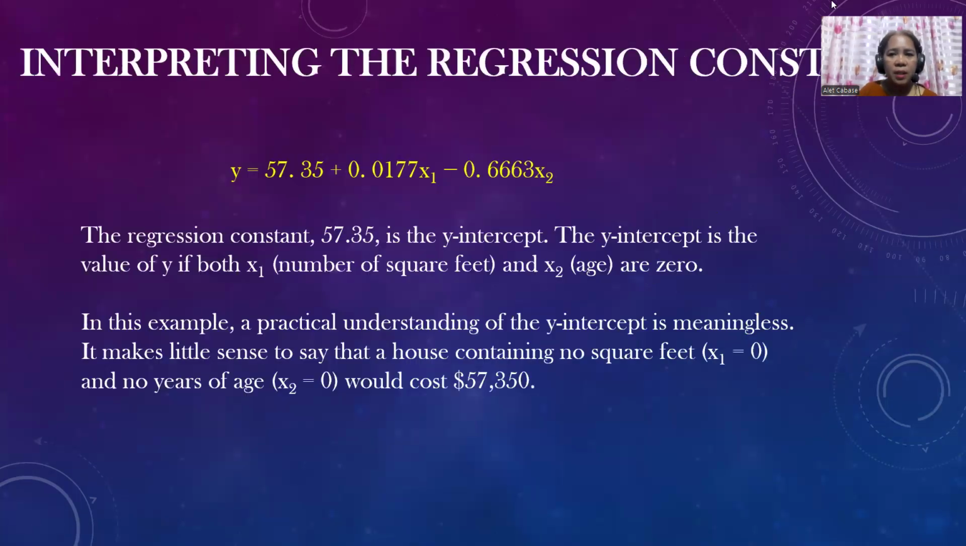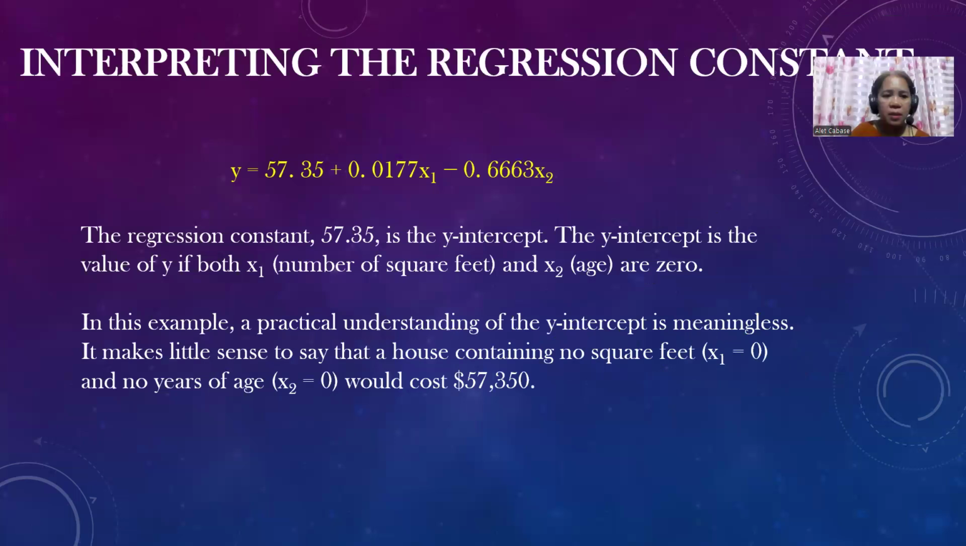Okay, so interpreting the regression constant. The regression constant, that is 57.35, is the y-intercept. The y-intercept is the value of y if both x1, number of square feet, and x2, the age of the house, are 0. So in this example, a practical understanding of a y-intercept is meaningless. It makes little sense to say that a house containing no square feet, that is x1 equals 0, and no years of age, x2 equals 0, would cost $57,350.